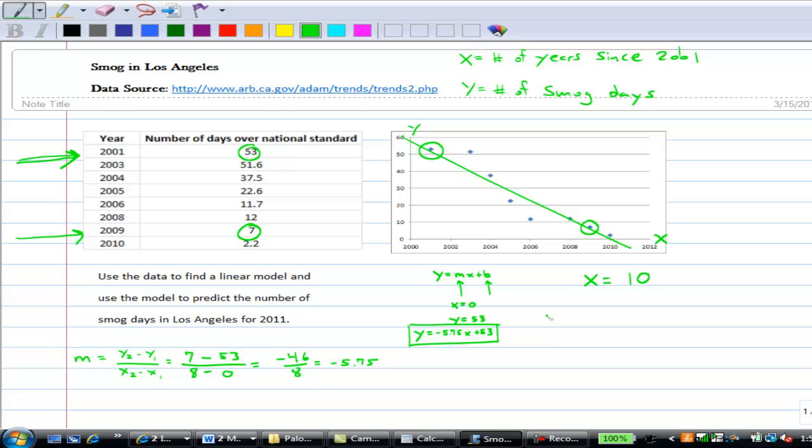And so we'll come over to our equation and substitute 10 for x. So we'll have negative 5.75 times 10 plus 53, which is going to equal negative 57.5 plus 53, which is equal to negative 4.5. Okay, and so we have a negative number, and so what does that mean in the context of our example? Remember, y is the number of smog days over the national standard, and so if we have a negative number, that means in 2011 we will be under the national standard by negative 4.5 days. And so that's the predicted value for the year 2011.